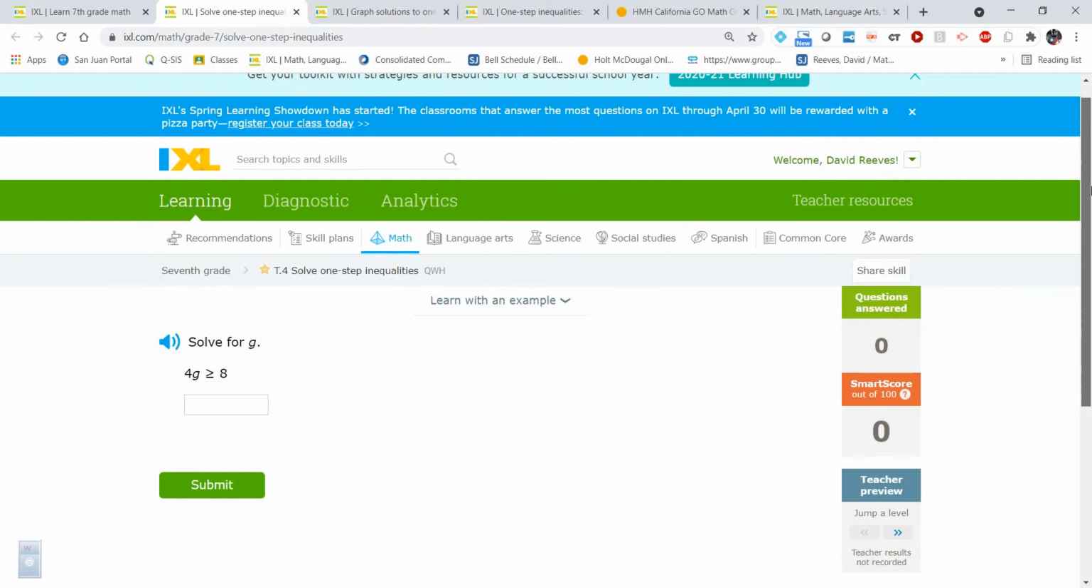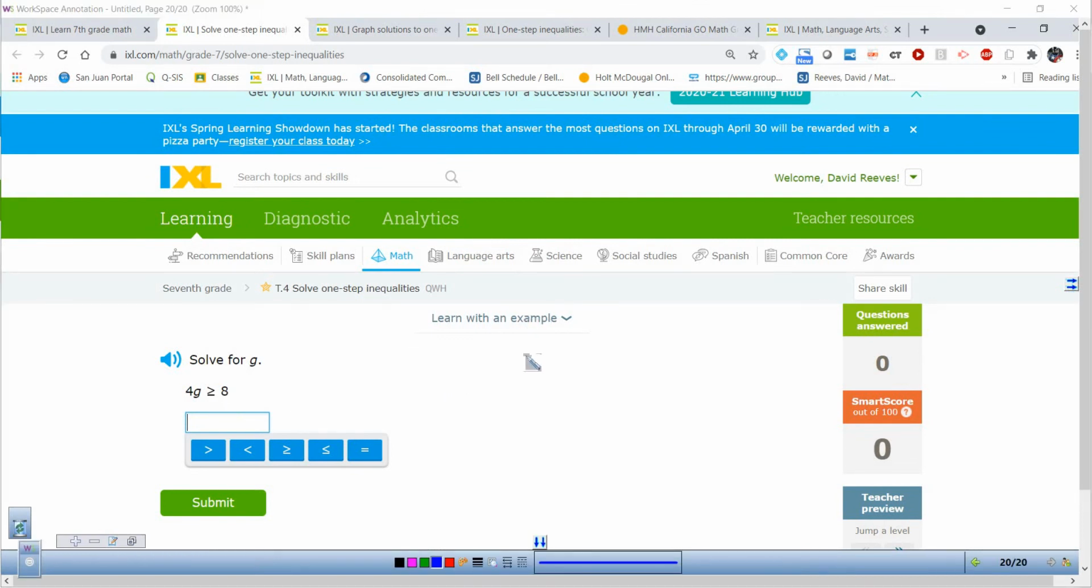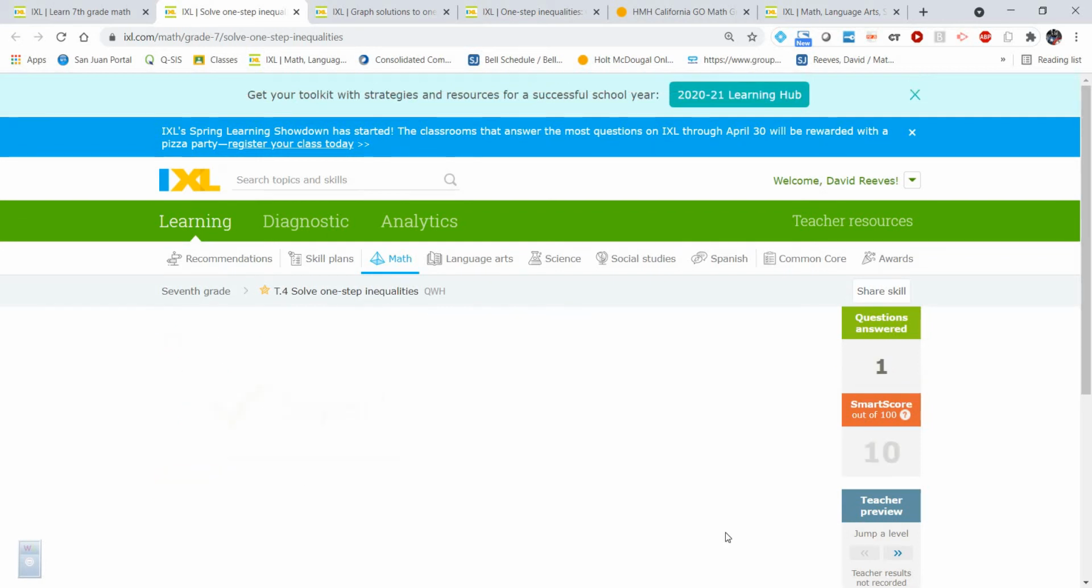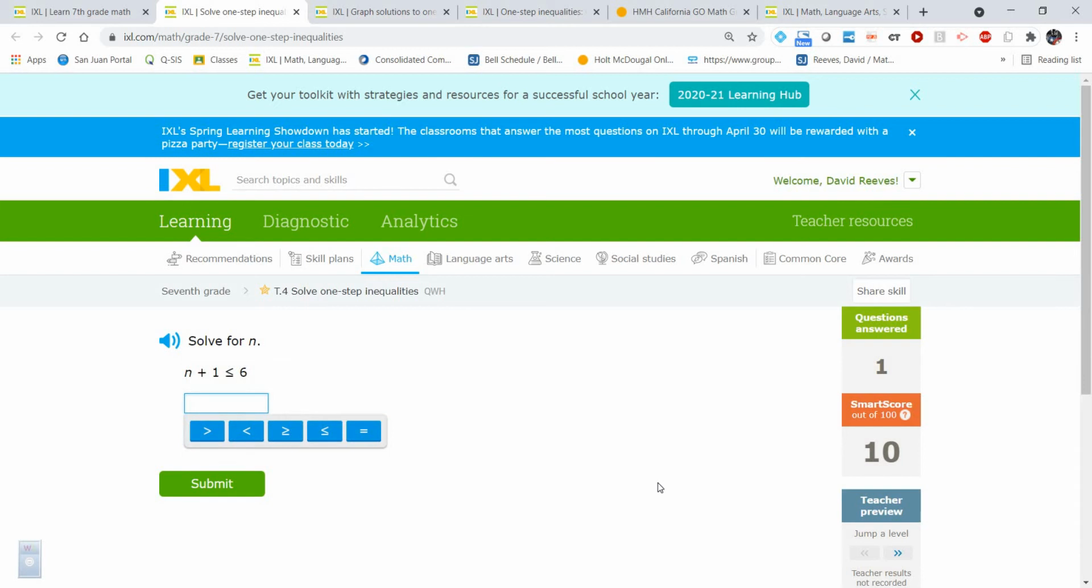Here we go. T4, solving one step inequalities. If we take a look at this first one, we've got 4g is greater than or equal to 8. Remember, 4g means 4 times g. Well, the inverse of multiplying by 4 is dividing by 4, and we're going to get g is greater than or equal to 2. So I'm going to type that in. Submit that and head on to the next problem.